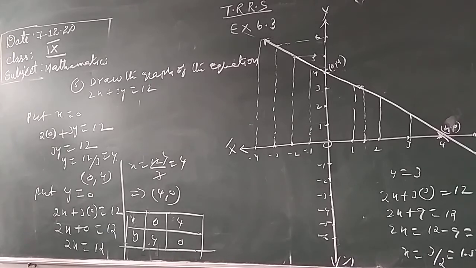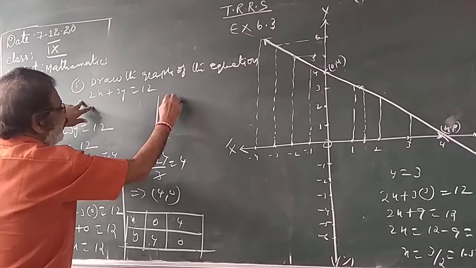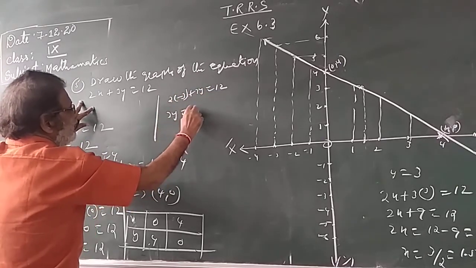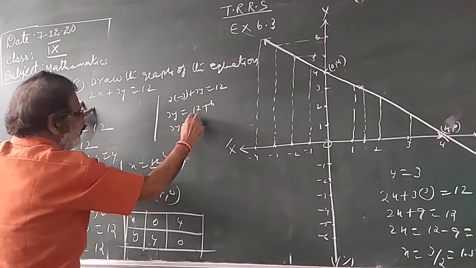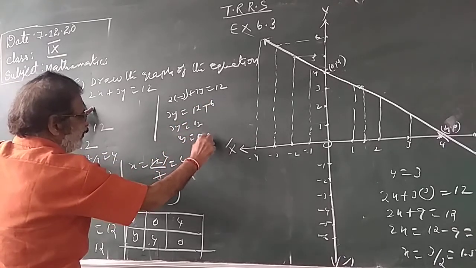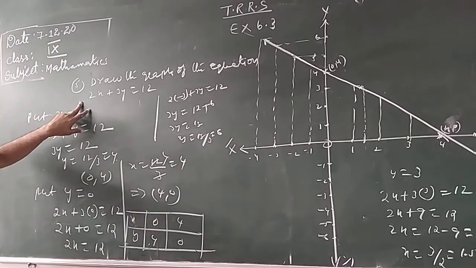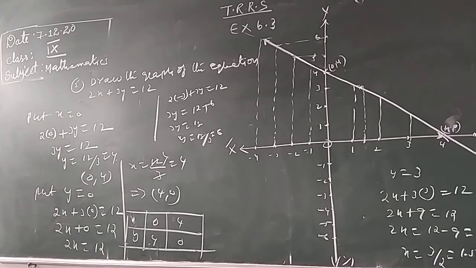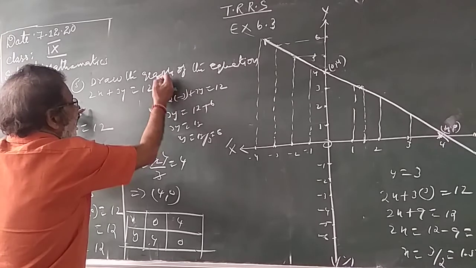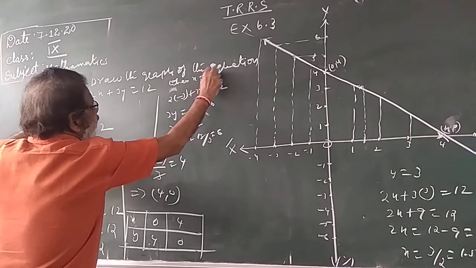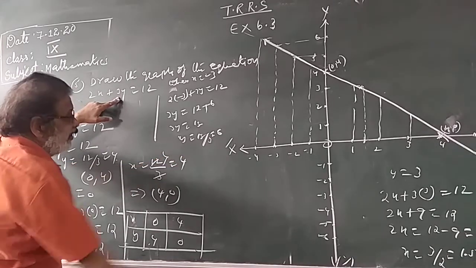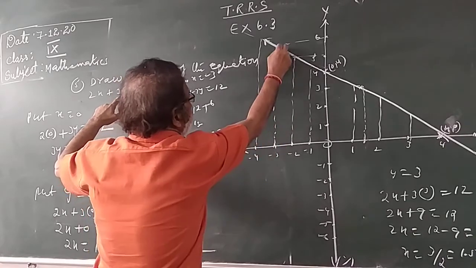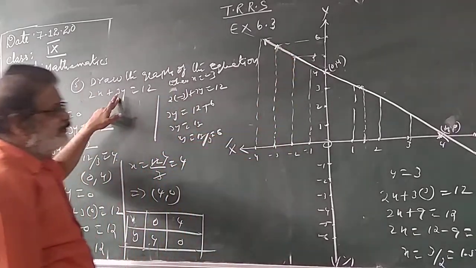Whose x coordinate is minus 3? Put x equal to minus 3 here. 2 into minus 3 plus 3y is equal to 12. Minus 6 becomes plus 6, so 3y is equal to 18, y is equal to 18 by 3. So y is 6 when x is minus 3. Substitute x equal to minus 3, and we get the y value 6.